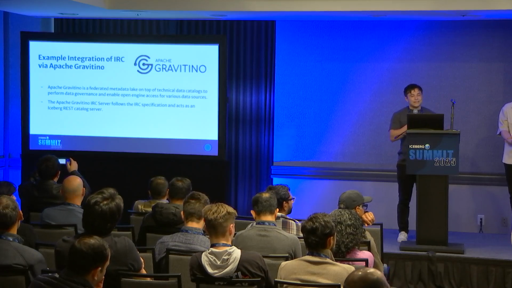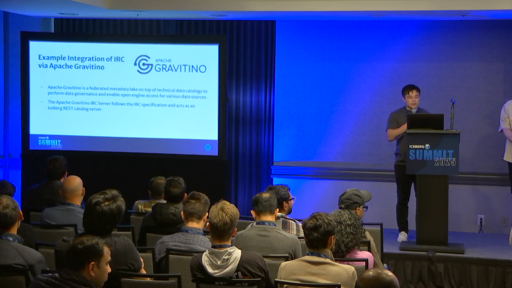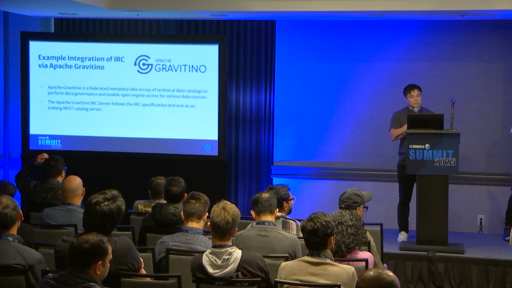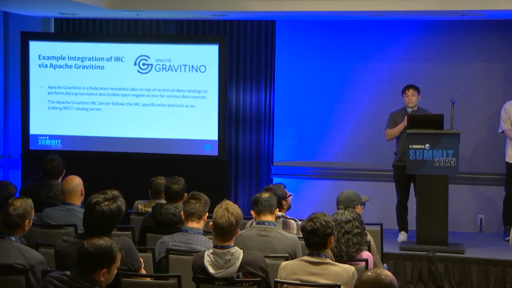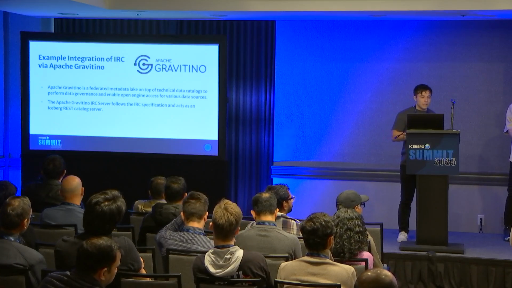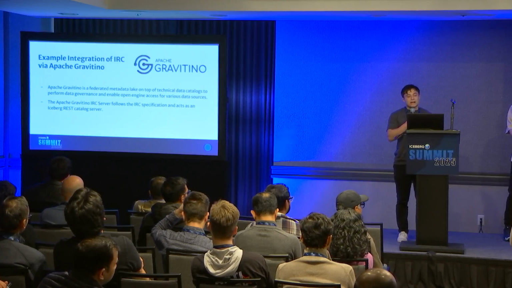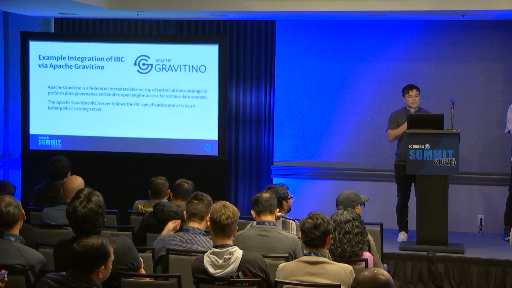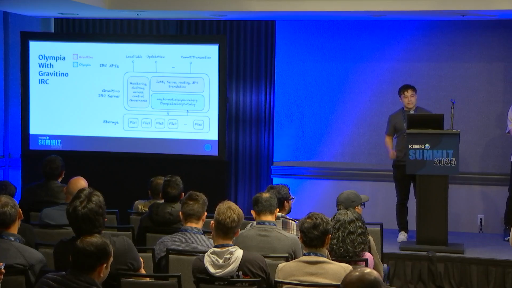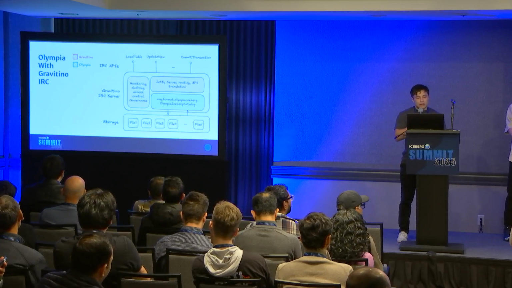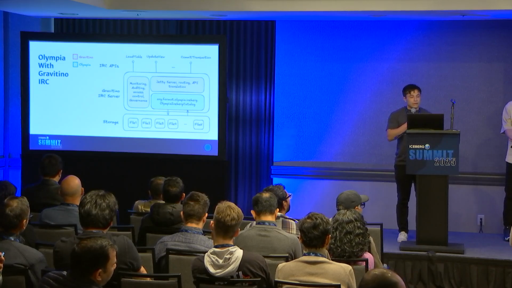So Apache Gravitino is a federated metadata lake on top of the technical data catalog, and it performs data governance and enables open engine access for various data sources. Apache Gravitino IRC server follows the IRC spec and actually acts as an Iceberg REST catalog server. So in our example, we'll see how that works. But here you can see where Olympia fits into that architecture and Gravitino as a whole.